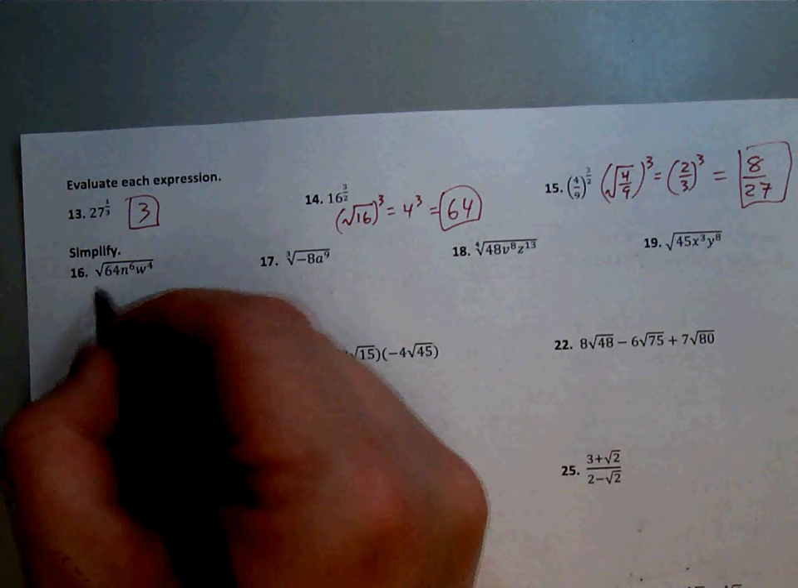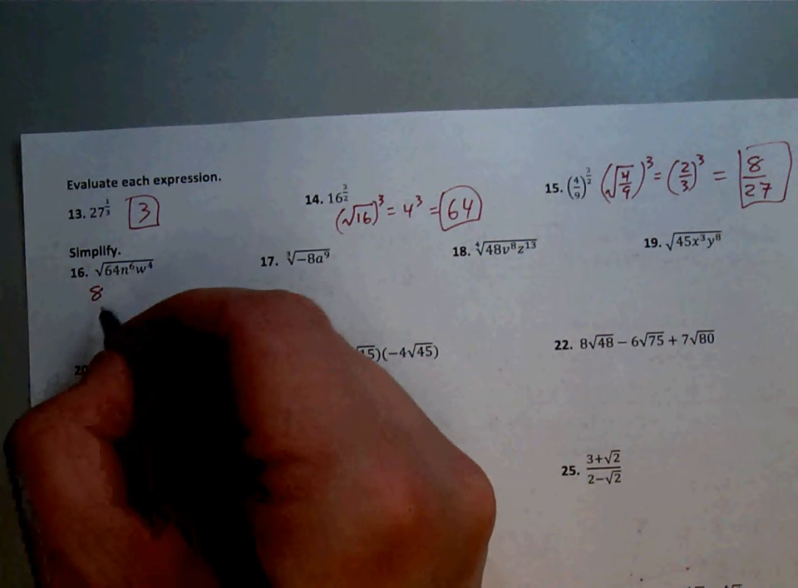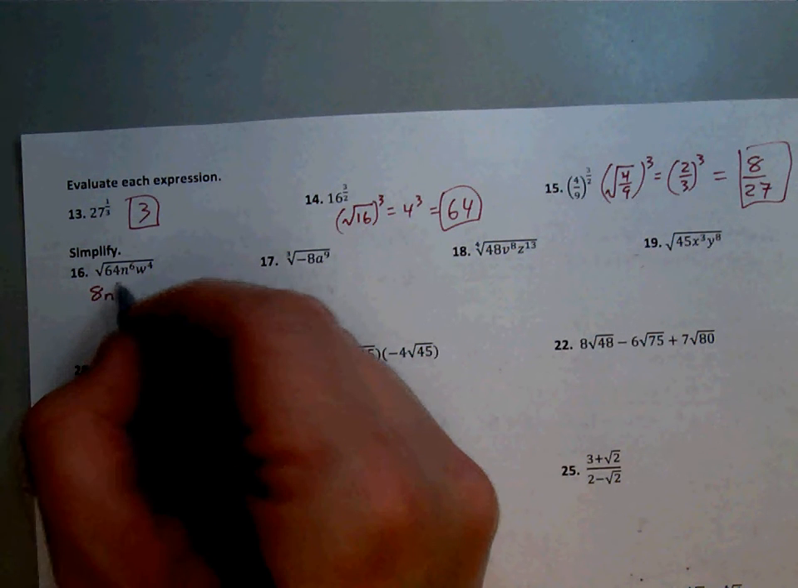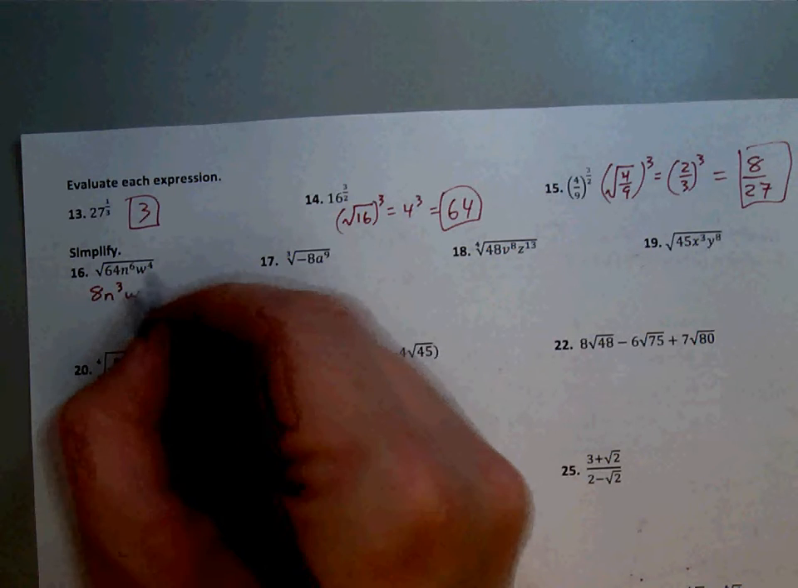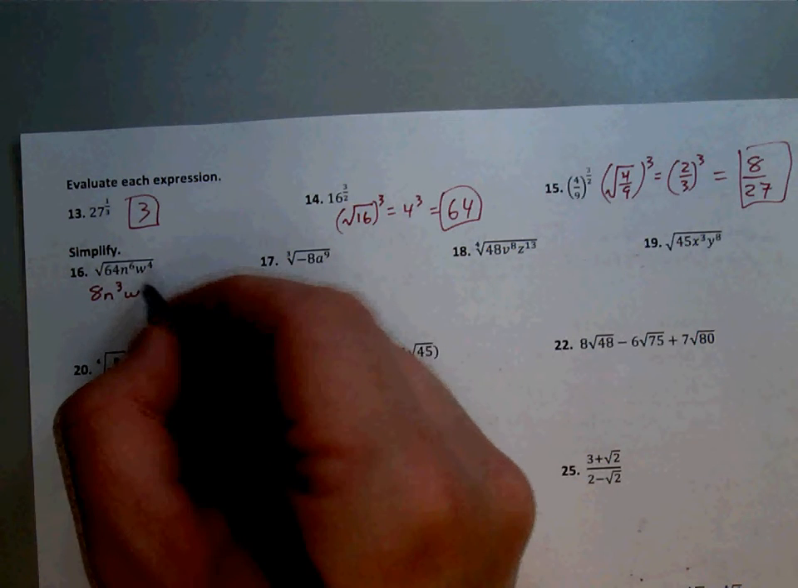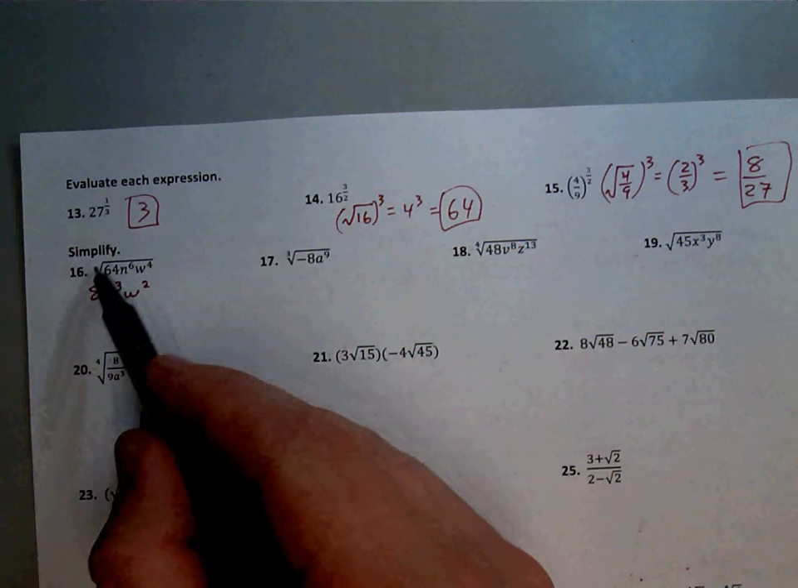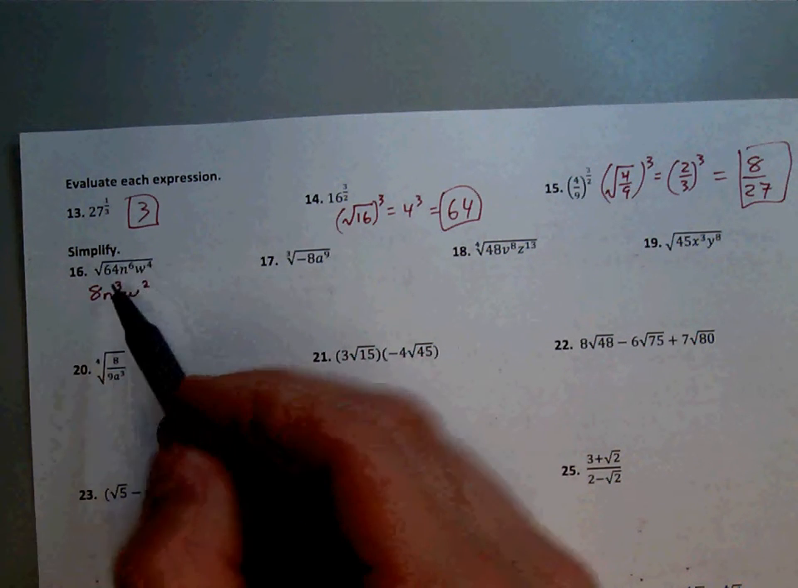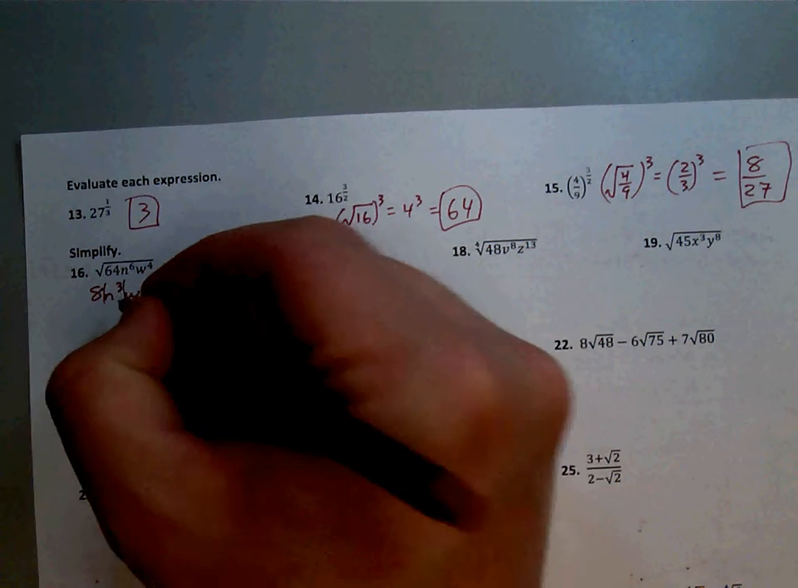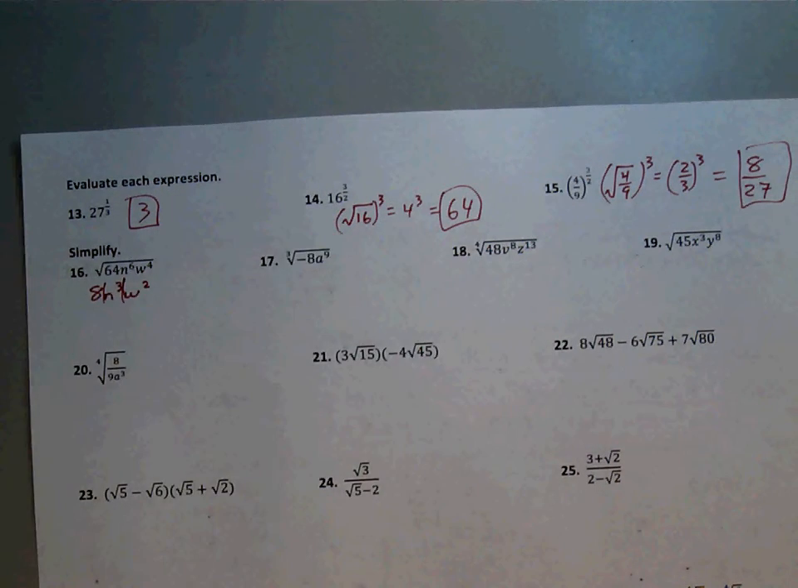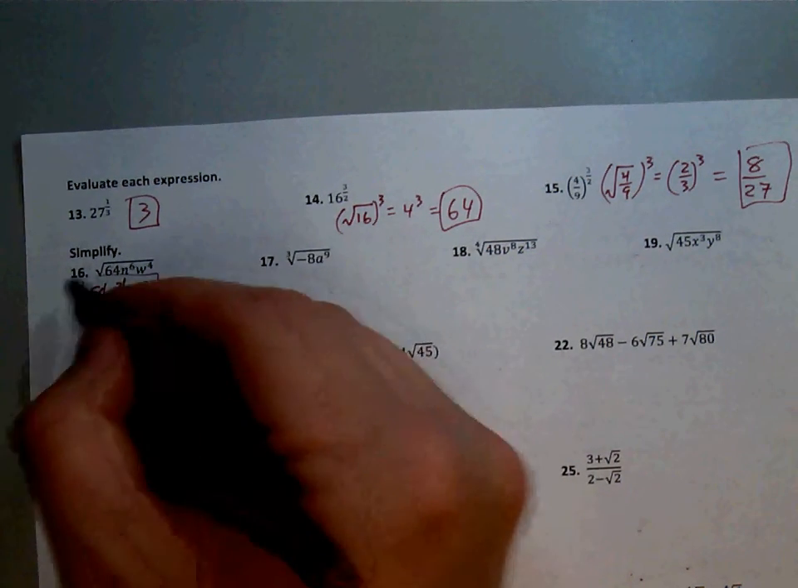Square root of 64 is 8. And then in the n to the 6, we'll be able to pull that out 3 times. For w, we will pull w out 2 times. Now I do need absolute value around the n, because it was a square root, so it's even. 6 is even. We end up with 3, which is odd. So we do need to throw in an absolute value around the n to the 3rd.